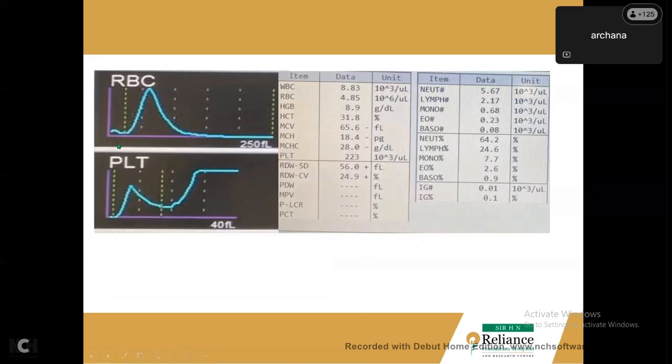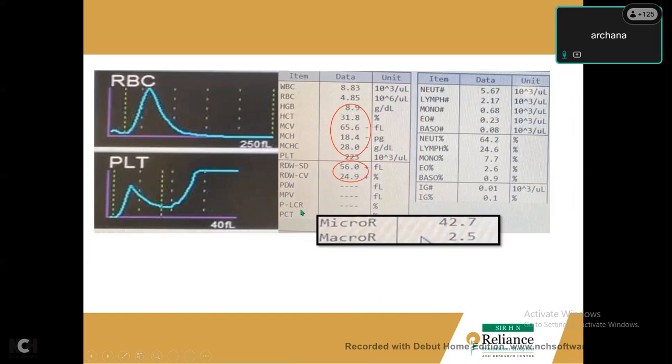And again, another case. Now here the peak is not that of dimorphic. It's a single uniform peak, well formed. But if you see, it's a microcytic peak because it's an MCV of 65, with a high RDW. And here the micro R shows almost 50% of the red cells were microcytes, which indicates that this is a microcytic anemia.